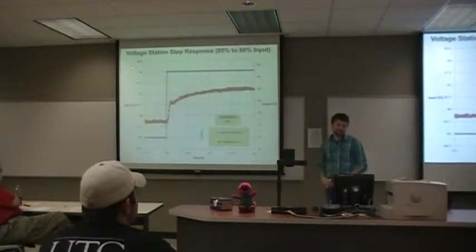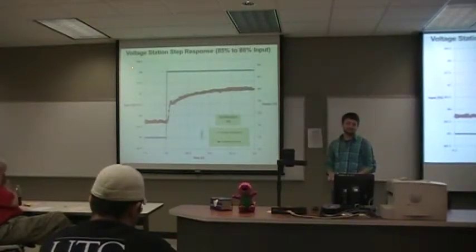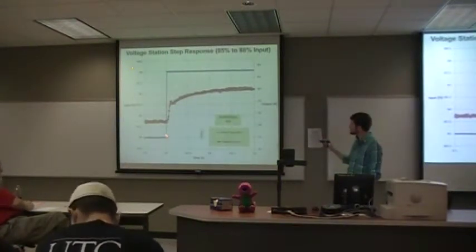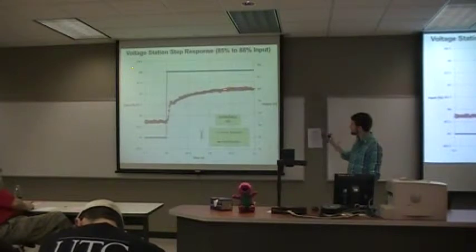Here we have the voltage station step response. This is 85 to 88% input. You have the input comes in, 85, 10 seconds it steps up to 88. The output comes along, steady state. Once it gets to 10 seconds where the input jumped up, it goes to this transient period here until it reaches steady state around 80 minutes.